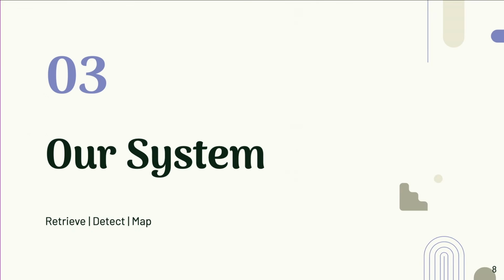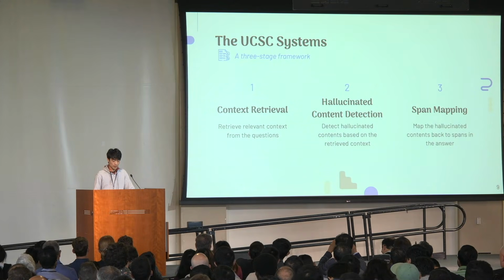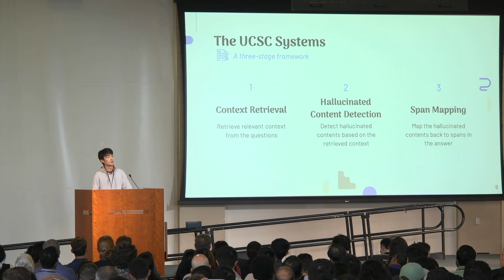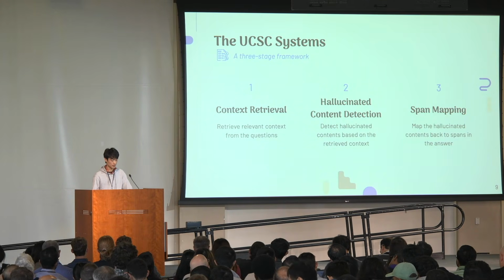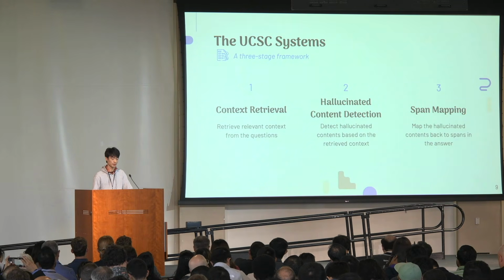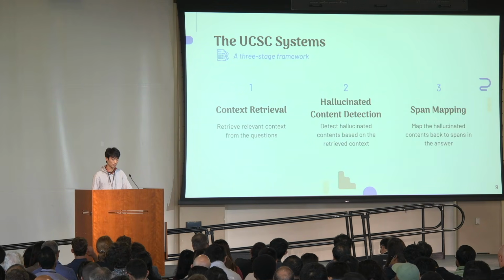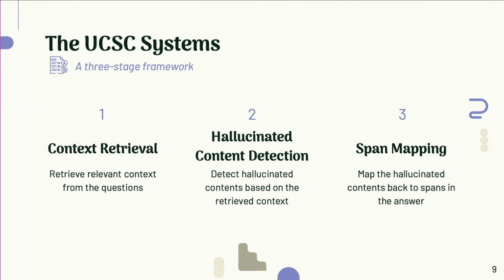And next, I'll introduce our system for this task. Our system follows a three-stage framework. We first do context retrieval. That is, we retrieve relevant context that is helpful for answering the question, which is then followed by hallucinated content detection, where we detect the hallucinated content based on the retrieved context. And then the final step is span mapping. Here we map the hallucinated content back to the spans in the answer.